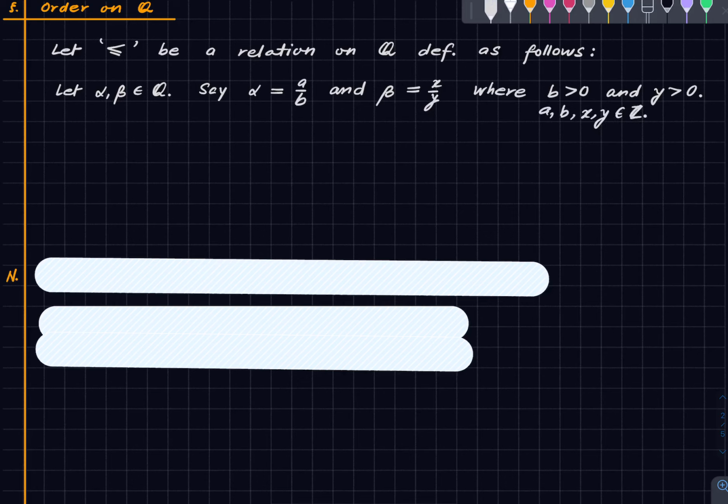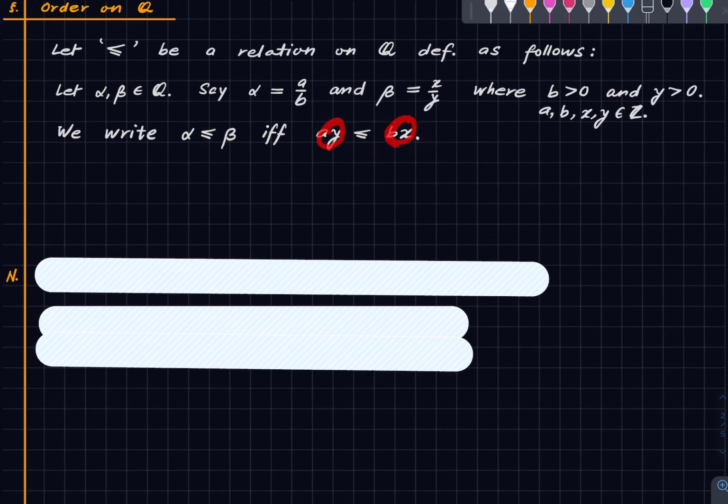Suppose we express alpha and beta in that way. Then we define alpha less than or equal to beta if and only if AY is less than or equal to BX. This symbol is talking about the integers. This symbol and this symbol are actually different. They look the same. This is what we are defining, while this one already exists. We are just borrowing the ordering on integers to define an ordering on Q.